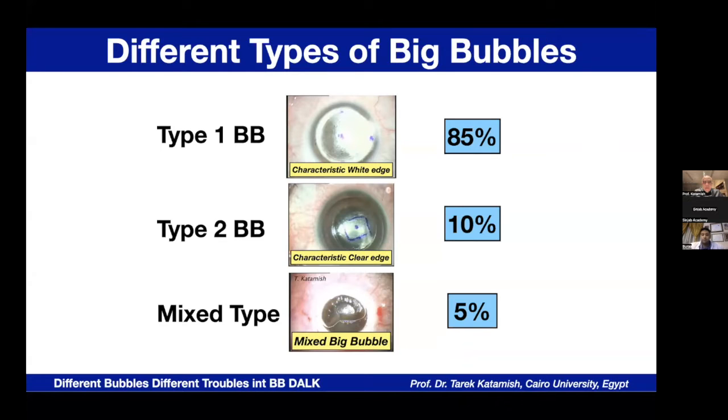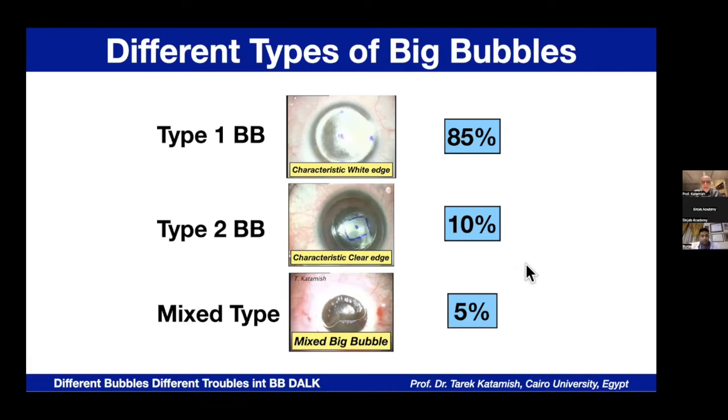The first one is the big bubble type 1 with a very characteristic white edge. We will see other features for this bubble when we go through the details of it. And it represents about 85% of the big bubbles. The second type is type 2, in which we have a bubble with a clear edge. I'm speaking about the edge and not the bubble itself. So we have type 1 with white edge and type 2 with clear edge, as you see from this image, which represents about 10% of all big bubbles.